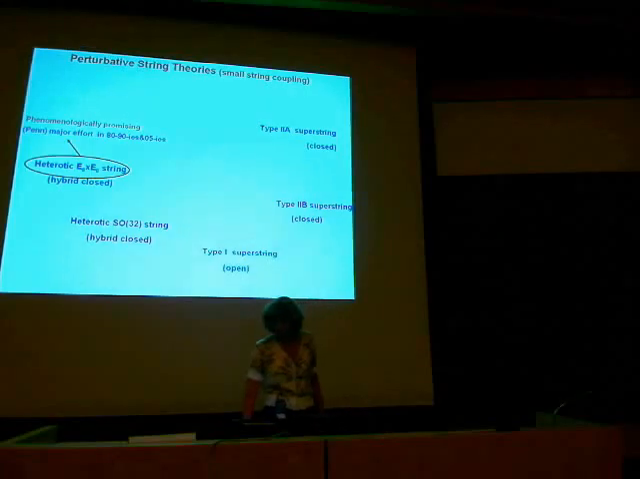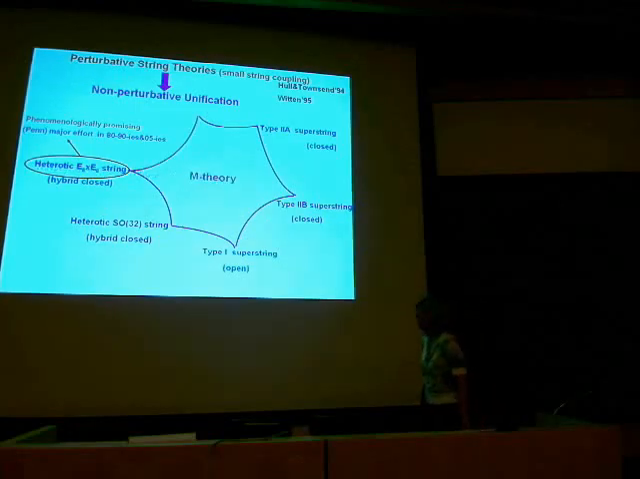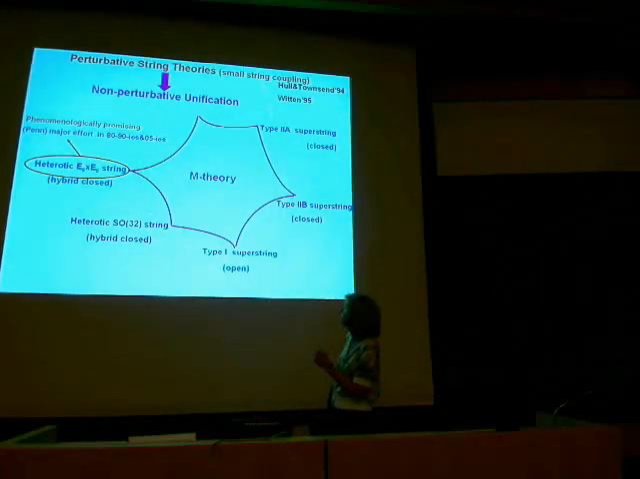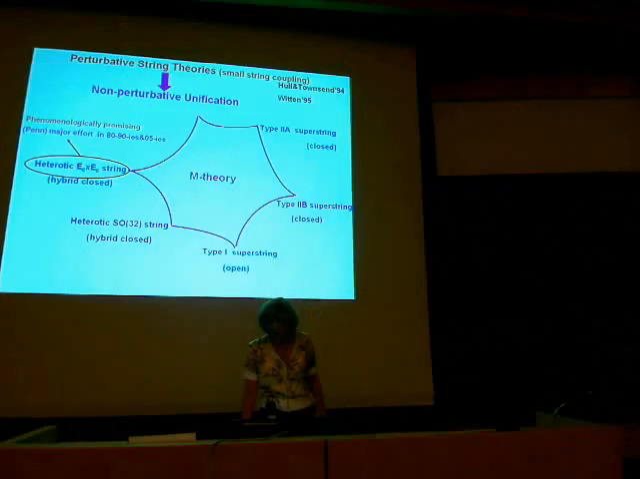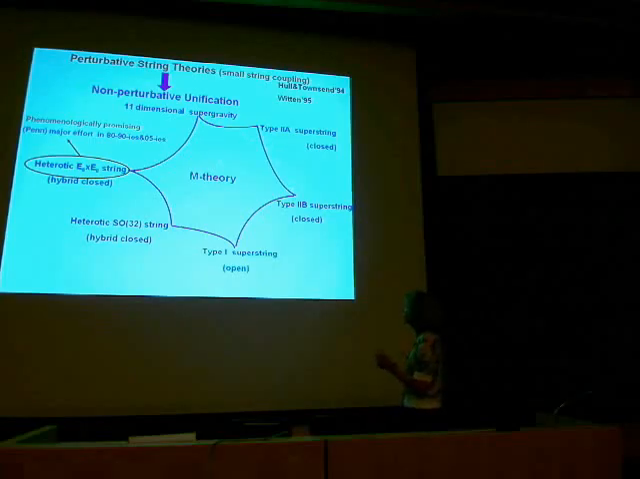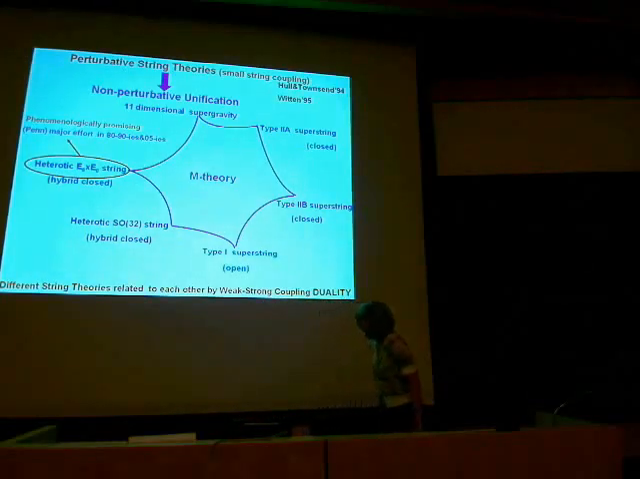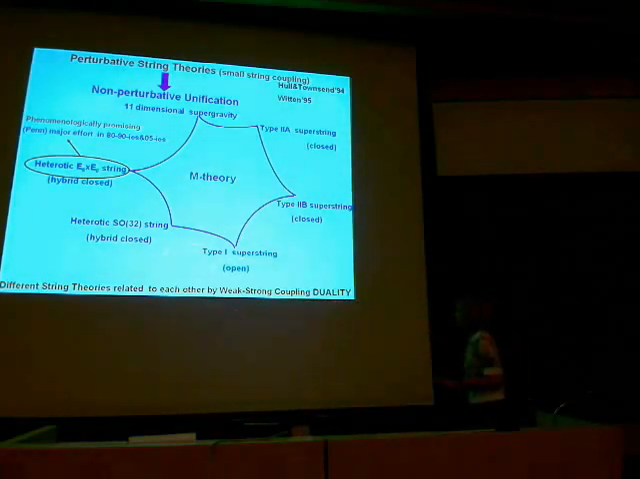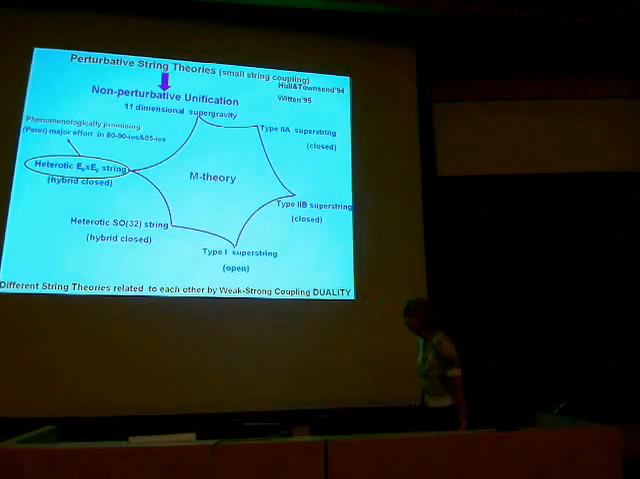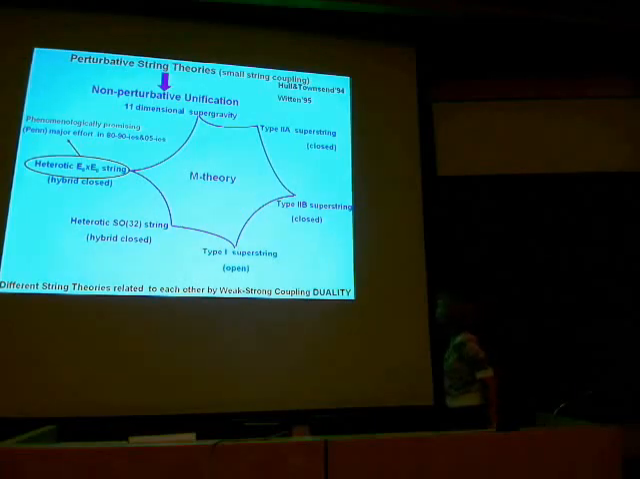Well, with the second string revolution, it was realized that all these different string theories are non-perturbatively unified within M theory, where different string theories appear as corners of M theory, along with another one, 11-dimensional supergravity. Now, the relationship between different string theories was realized within the context of weak-strong coupling duality, where one type of string theory was related to another one by relating a weakly coupled original theory to a strongly coupled dual theory and vice versa.